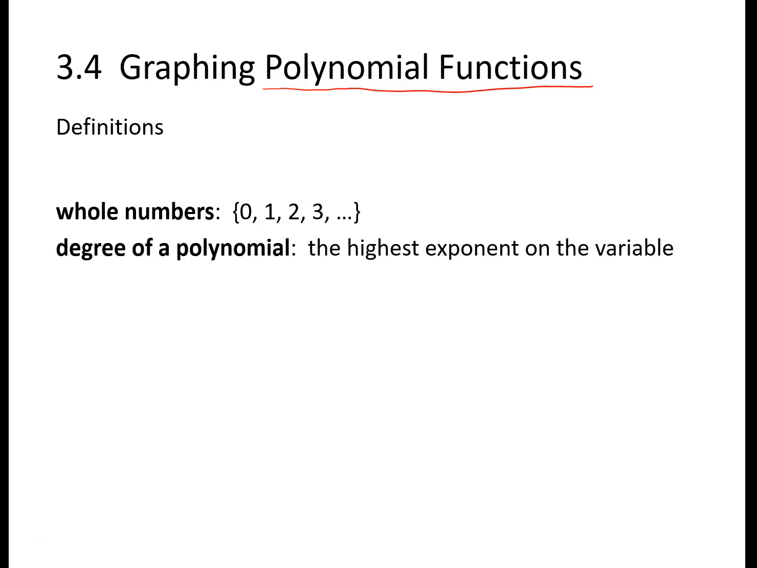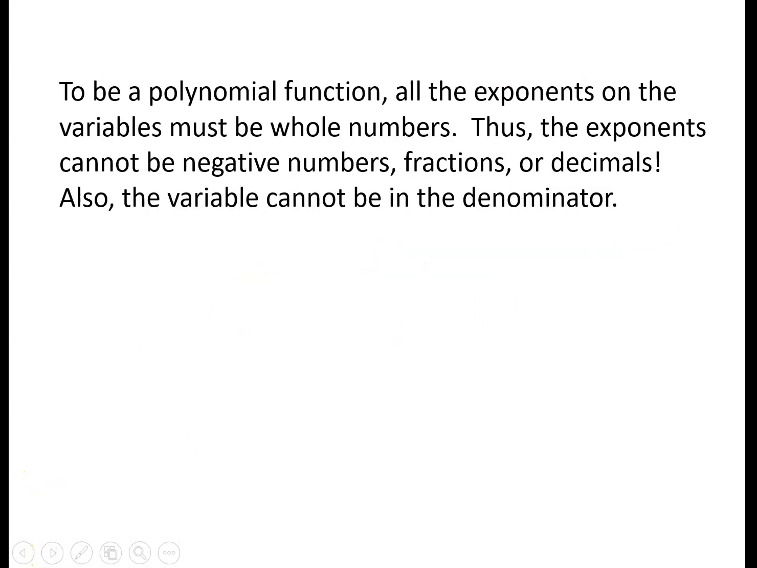Let's recall what whole numbers are, and you probably already know this, but just in case, make sure that you know 0 is included. So the whole numbers are 0, 1, 2, 3, 4, 5, and so on. And another definition we want to review is the degree of a polynomial. The degree is the highest exponent on the variable. So with that in mind, here is kind of like a definition for polynomial function.